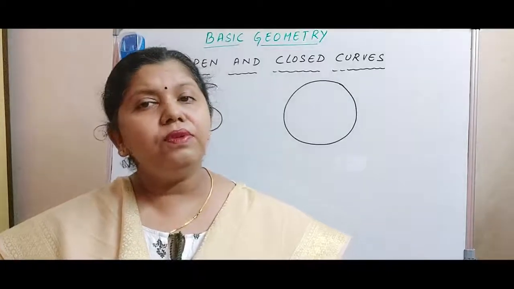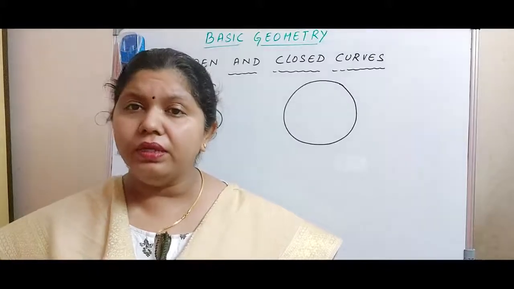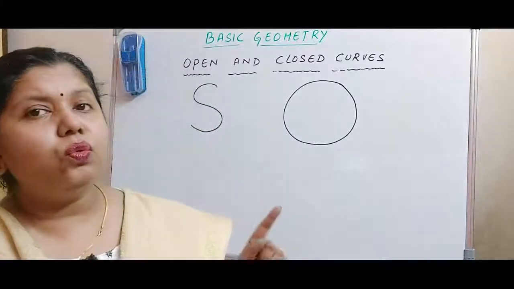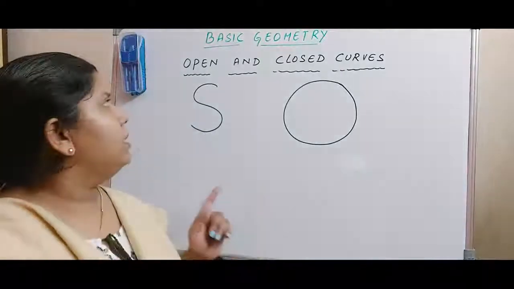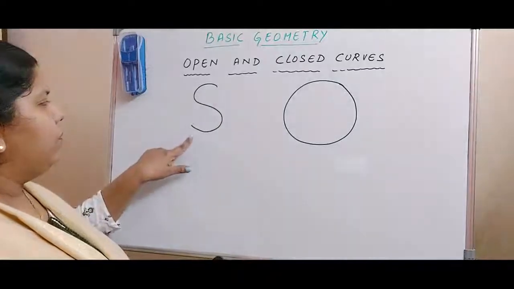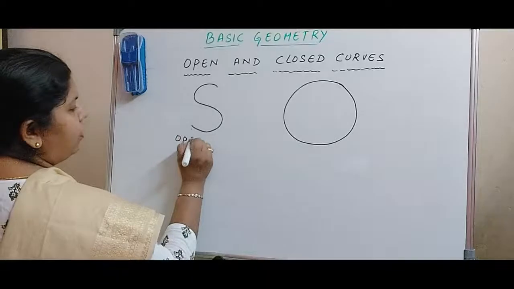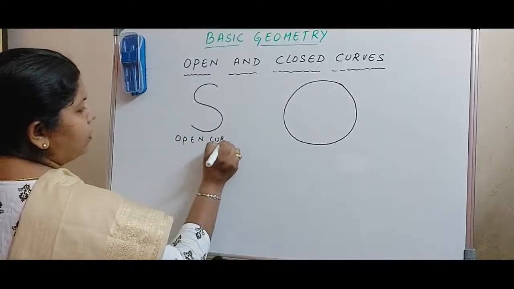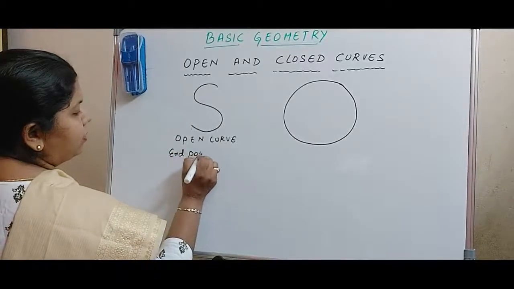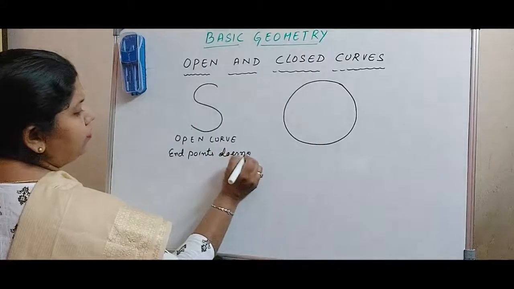In our last class we read what are curves. What is a curve? Curves are the lines that are not straight. Based on it, we have two kinds of curves: one is open and one is closed curves. Look at this particular curve. This is an open curve. Why is it called an open curve? Because its end points do not meet.